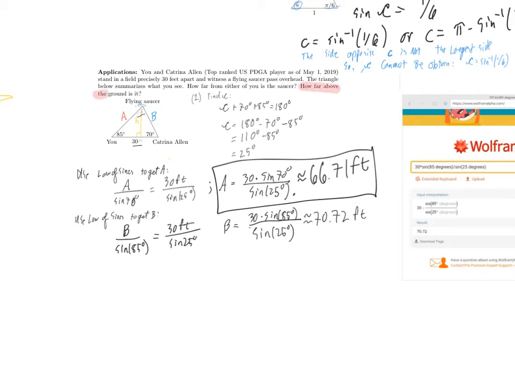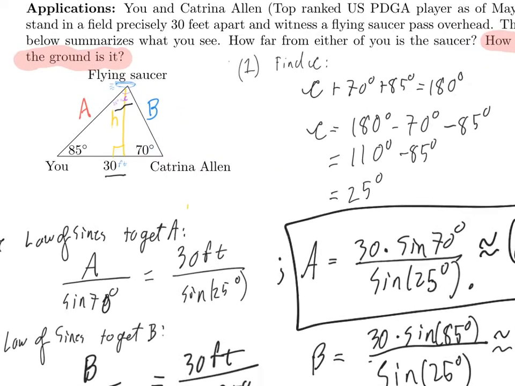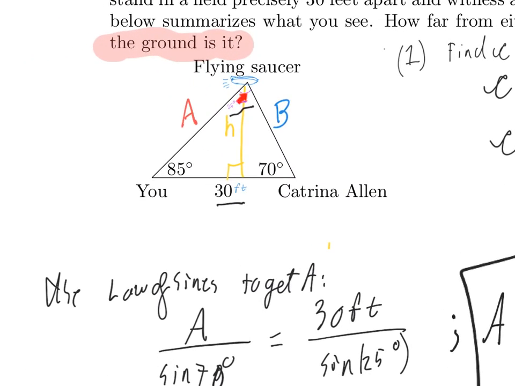We still need to determine how far above the ground that flying saucer is. That is, in this picture, we need to compute this side length h. Oh, hey, but I see a right triangle now. Its hypotenuse is length a. I see an angle of 85 degrees. I want to know the height. Oh, trig functions will save me.